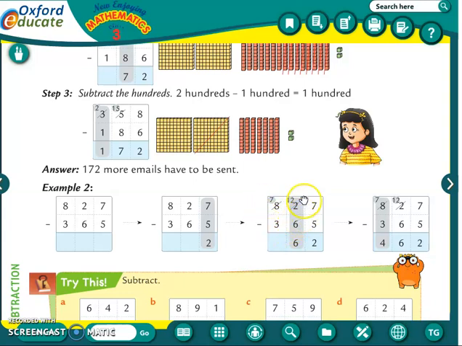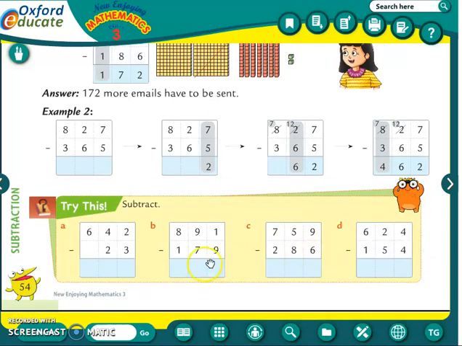Okay. So now 12 minus 6 is equal to 6, and 7 minus 3. We have to do 7 minus 3. Don't do 8 minus 3. Okay. So 7 minus 3. Here it is written 7 minus 3 is equal to 4. So the answer will be 462.